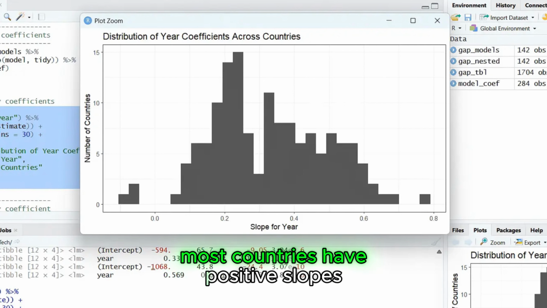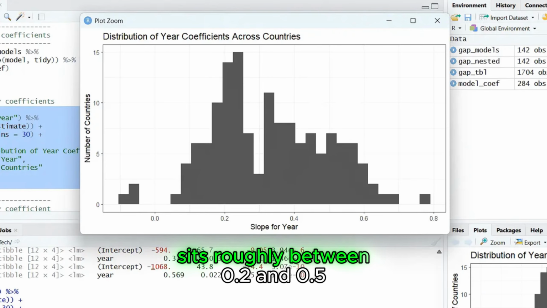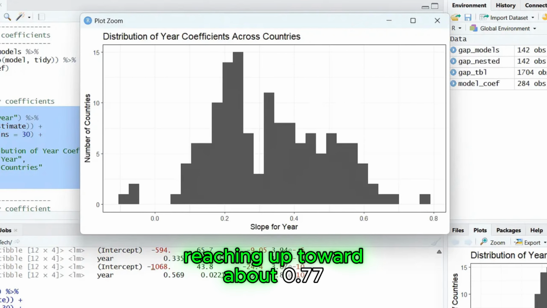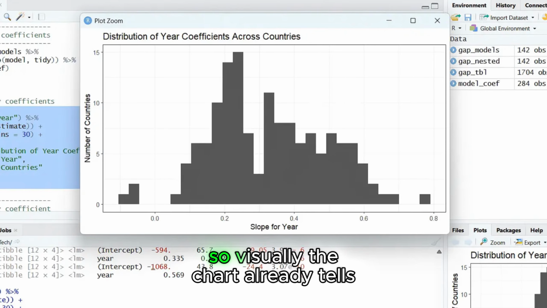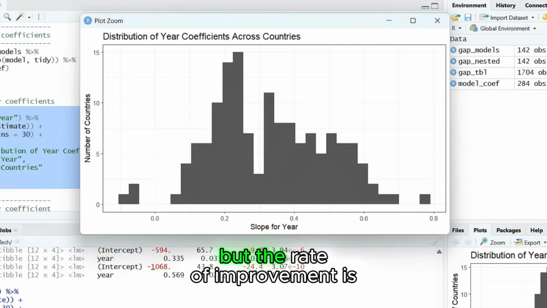Most countries have positive slopes, and the bulk of the distribution sits roughly between 0.2 and 0.5. There are only a few countries near 0 or below 0, and there's a long positive tail reaching up toward about 0.77. So visually, the chart already tells us that life expectancy usually rises over time, but the rate of improvement is not the same everywhere.